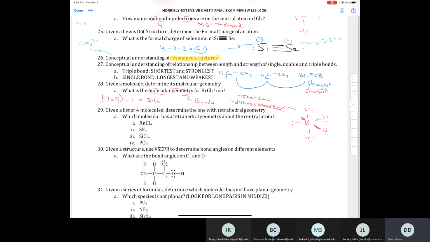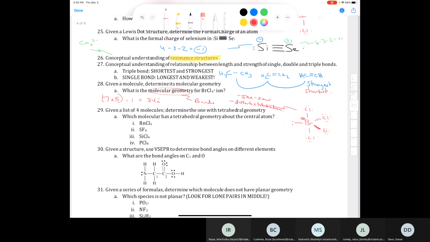Number 29. You're given a list of 4 molecules. Determine the one with the tetrahedral geometry. You've got to draw a lot of structures here. You've got radon tetrachloride, sulfur tetrafluoride, silicon tetrachloride, and phosphorus tetrachloride. All right, a bunch of 3 tetrachlorides and 1 tetrafluoride.